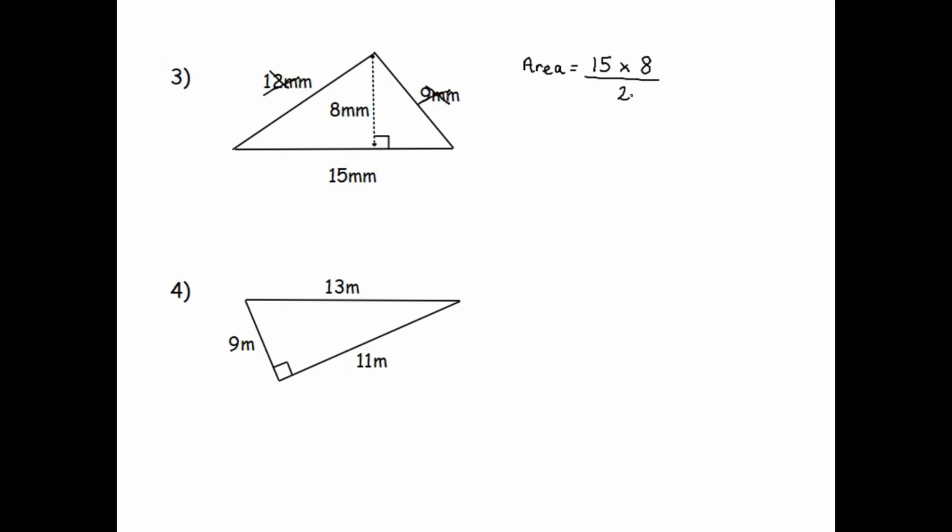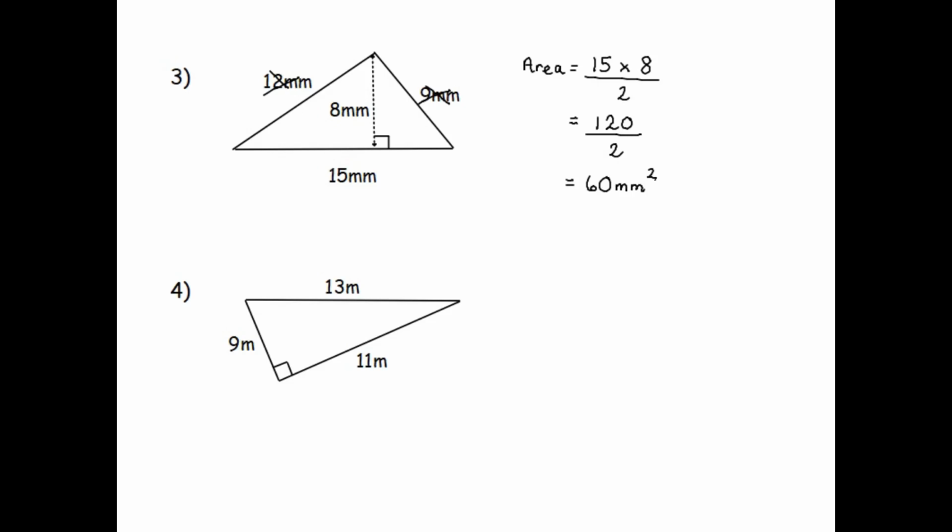You can do a little multiplication if you need to, but 10 times 8 is 80. 5 times 8 is 40. So 15 times 8 is going to be that 80, add 40 to give you 120. So 15 times 8 is 120, and now we need to halve it. So 120 divided by 2 gives us 60. Make sure you're concentrating on the units. Millimetres this time, squared, because we're working out area.